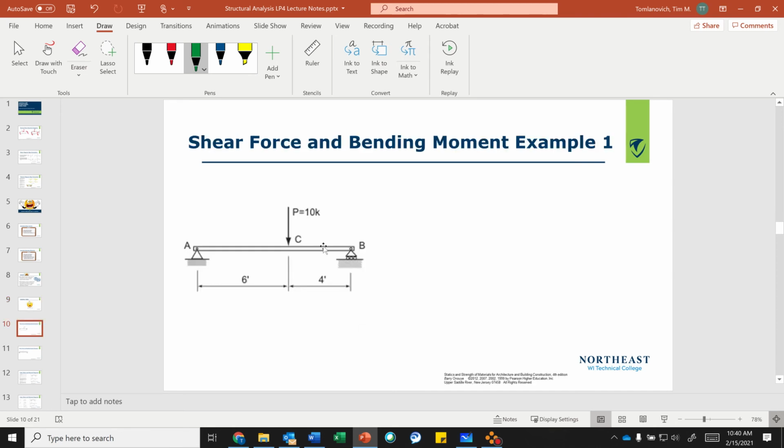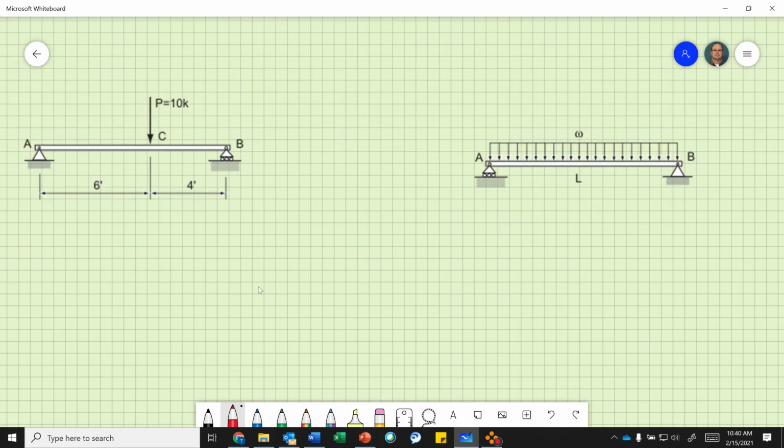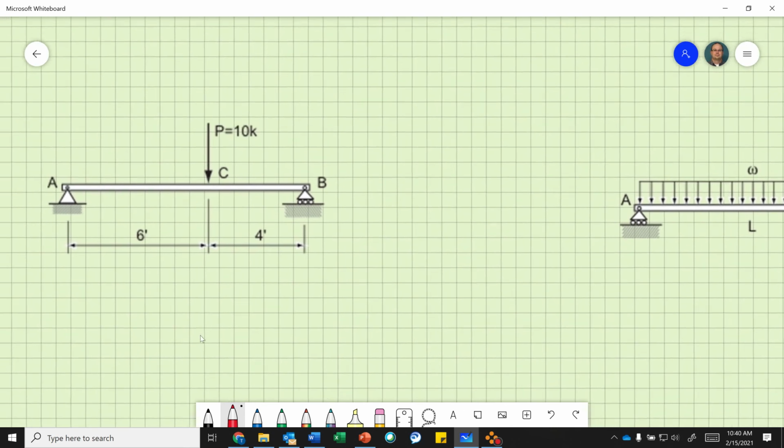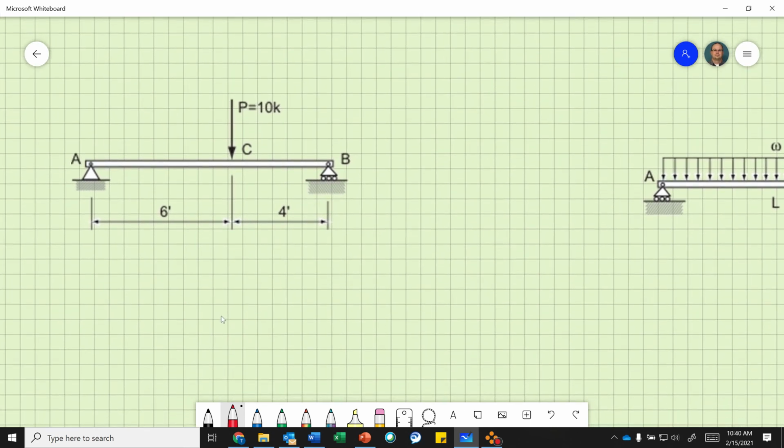Okay, so shear force and bending moment, example 1. What I'm going to do is go into my whiteboard, and then we'll solve this. So I have all these here. All right, so step 1, solve for reactions.